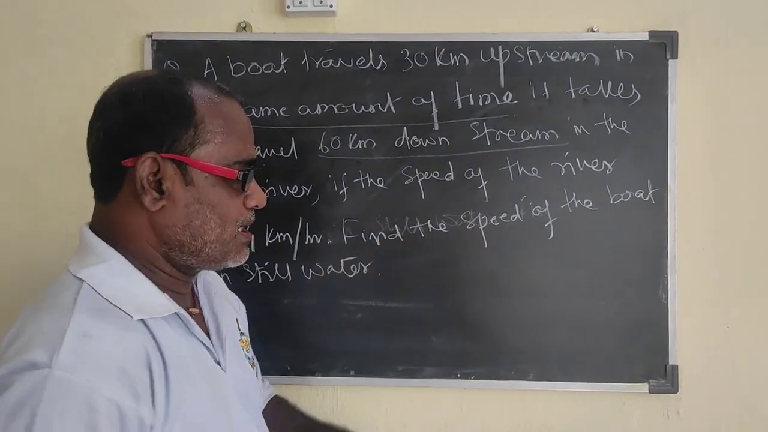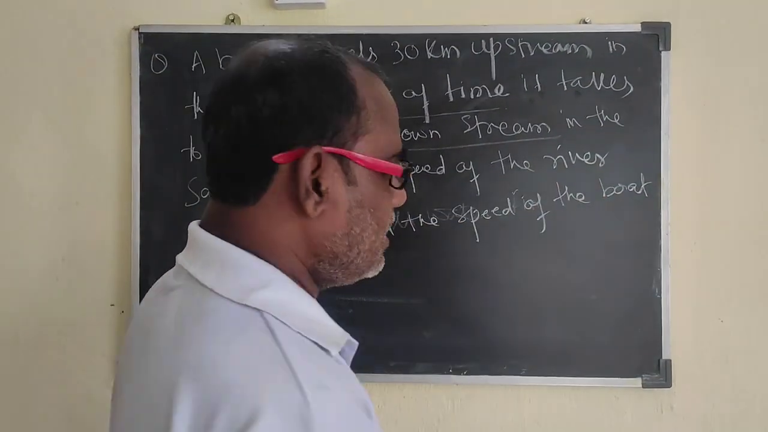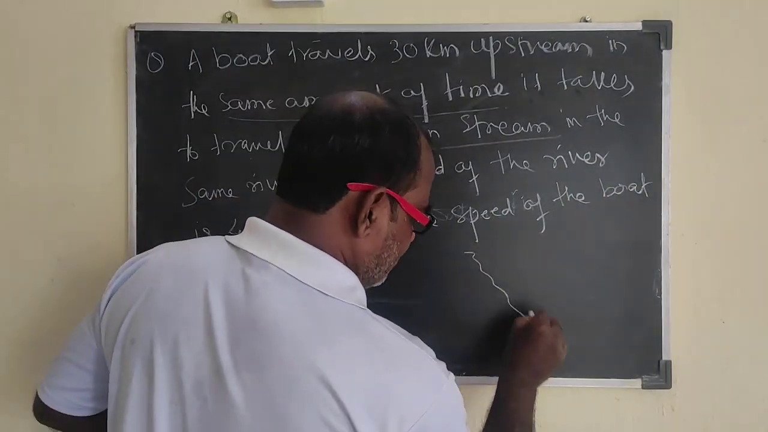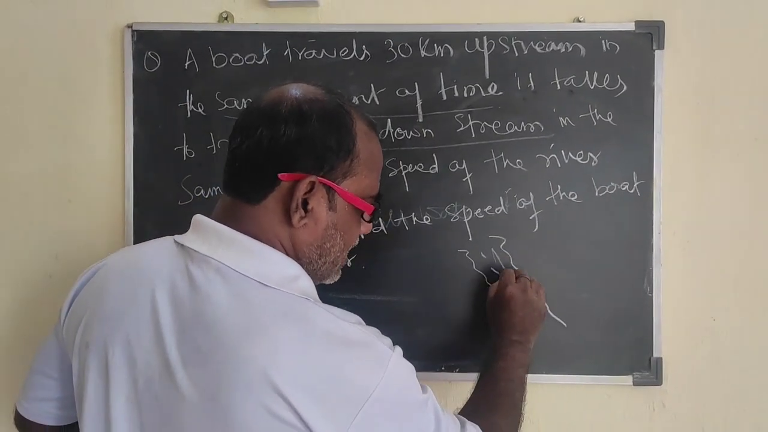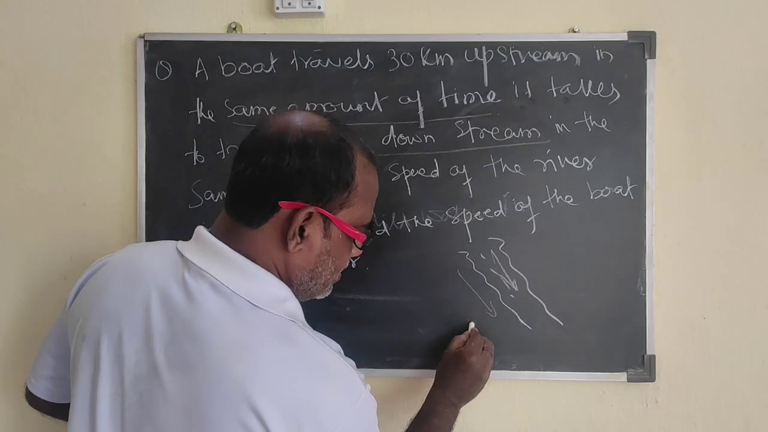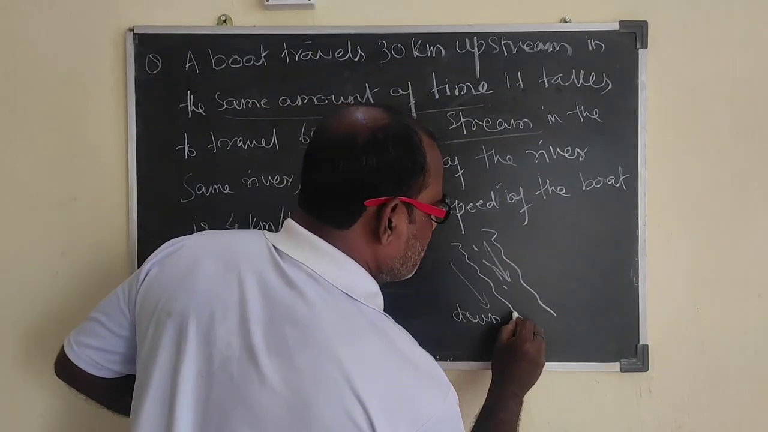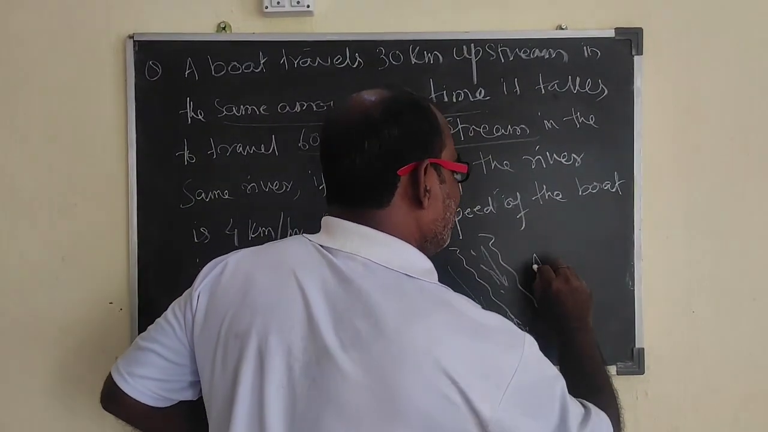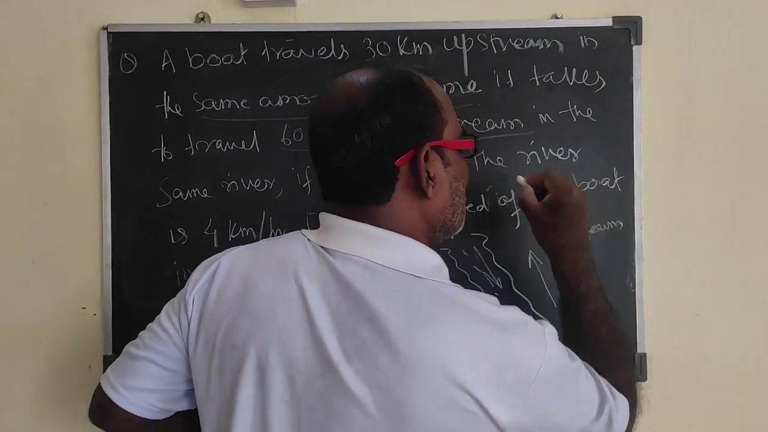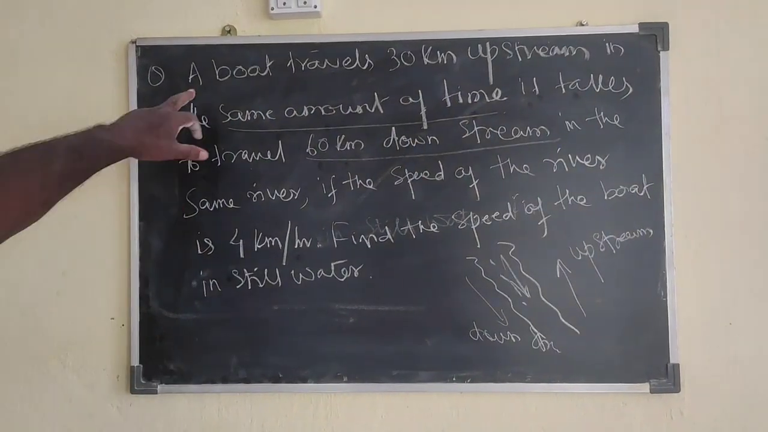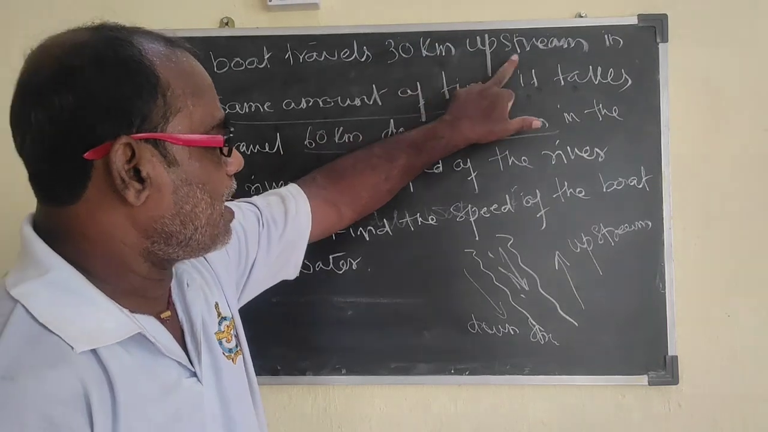Okay, so first let us draw a simple diagram. Suppose this is a river and the water is flowing in this direction. So this is downstream and this one will be upstream. Now, a boat travels 30 km upstream.